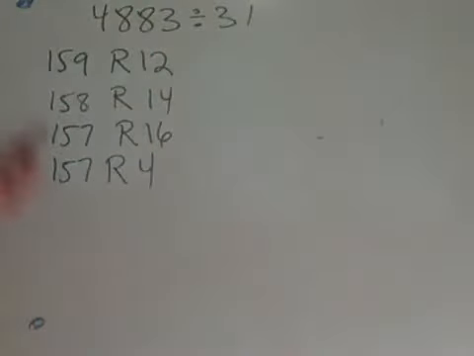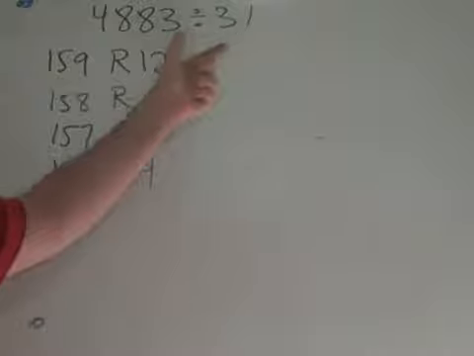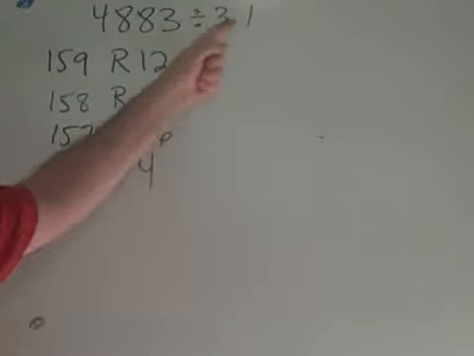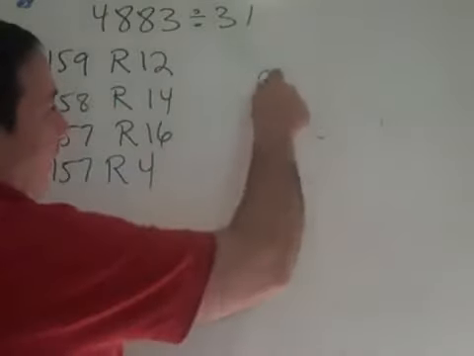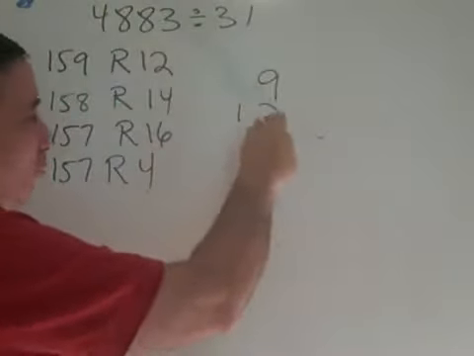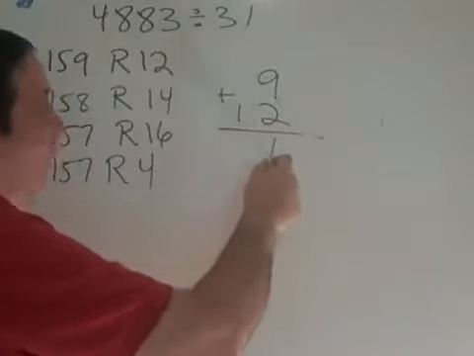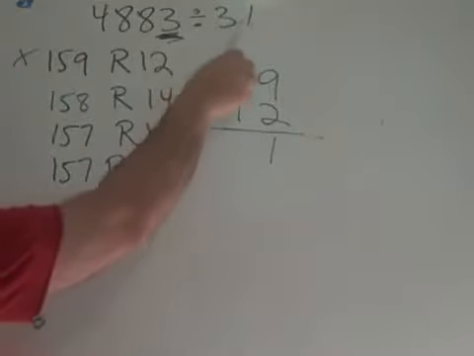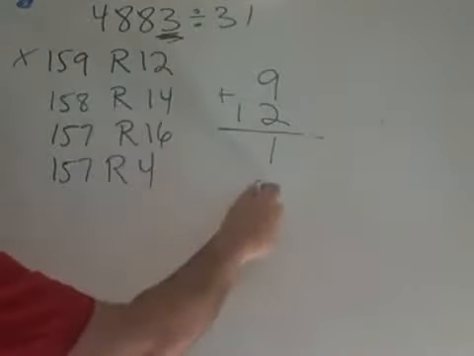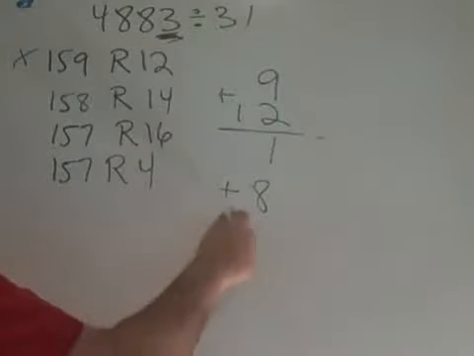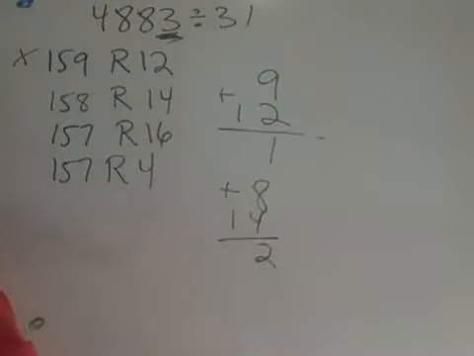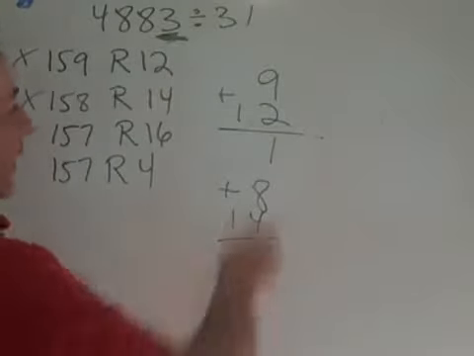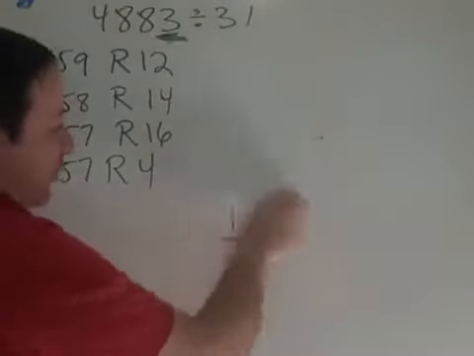Let us look at the first choice. 31 times 159. What will that end in? Well, 1 times 9 ends in a 9. And when you add 12, it ends in a 1. That's not a 1. Bye-bye. 1 times 8 is 8. Add 14 to it, ends in a 2. That's not a 2. Bye-bye. A very quick procedure.